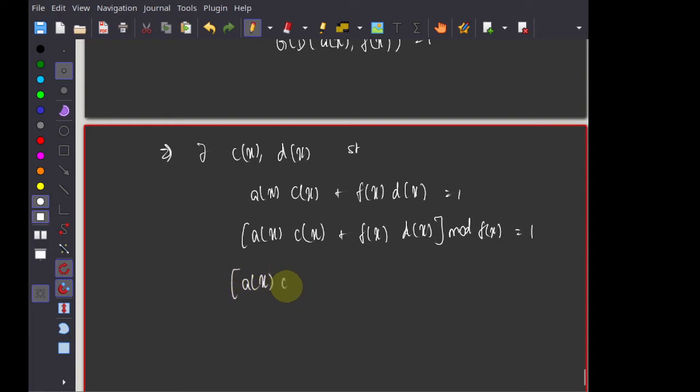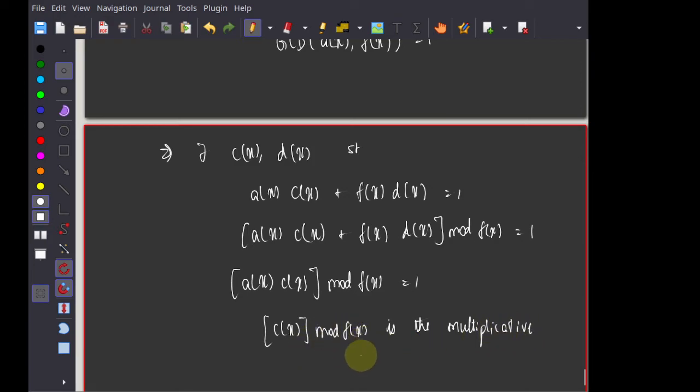So a(x) c(x) mod f(x) is equal to 1, which implies that c(x) mod f(x) is the inverse of a(x). So inverses exist, and therefore it forms a field.